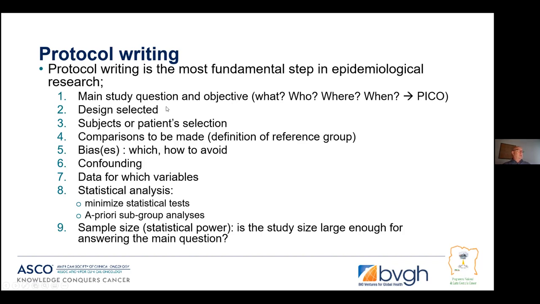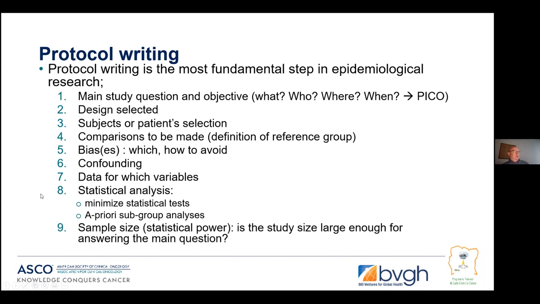Then you have the design, the patient selection, and the comparison to be made. What are you comparing to what? What is your reference group, that is to say the group without an exposure, without the risk? Then the biases: which ones, and how you want to avoid them, confounding, and the same for data collection on confounding.